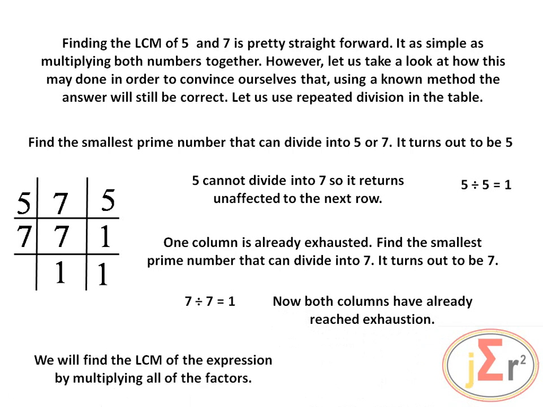We will find the LCM of the expression by multiplying all of the factors. We only have 2 in this case. So 7 multiplied by 5 is 35. And we have found our LCM that we already know to be 35. And we have done that by using a legitimate mathematical method.